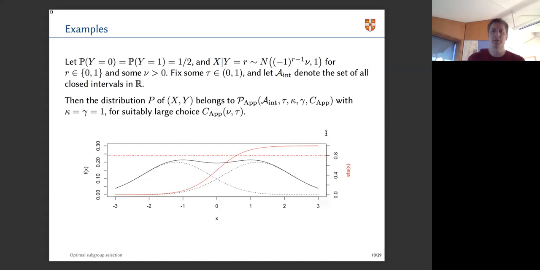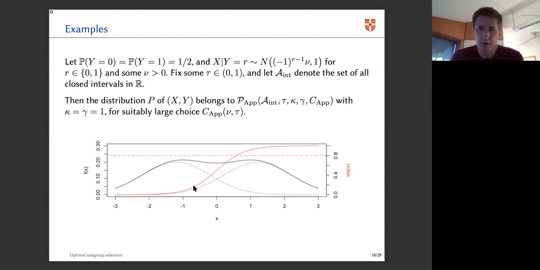Okay, let's have some examples to give some idea of what these classes mean. So the simplest situation I can imagine here is where I've just got a binary label with 50-50 probability of being 0 or 1, and Gaussian class conditional distributions with a different mean and a common variance. So one of the means is at nu, and the other mean is at minus nu. And then I'm just going to work with the class of closed intervals on R.